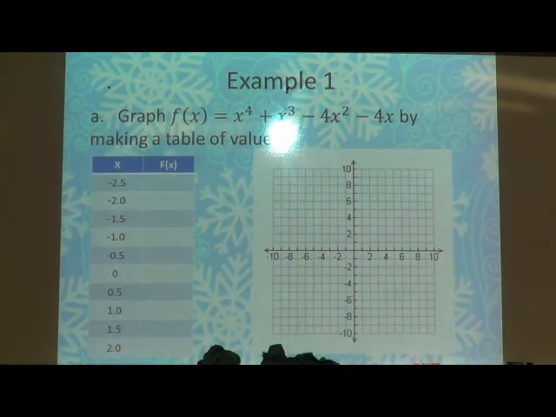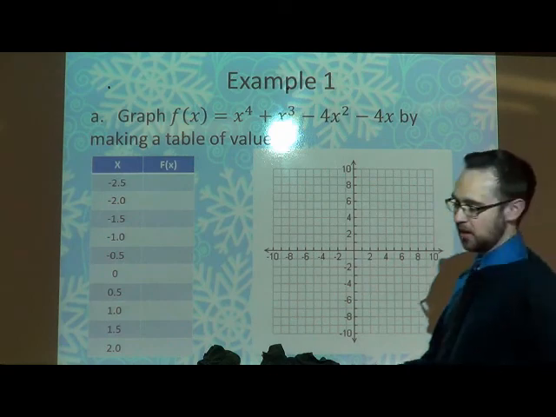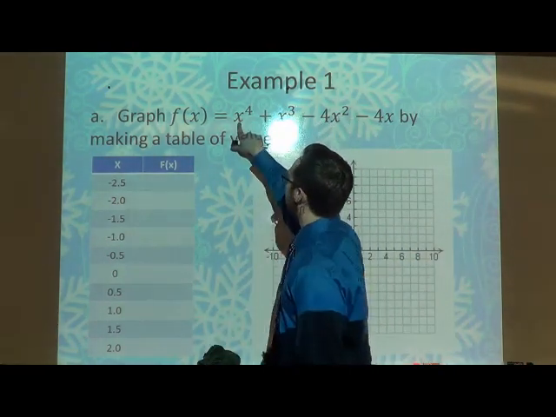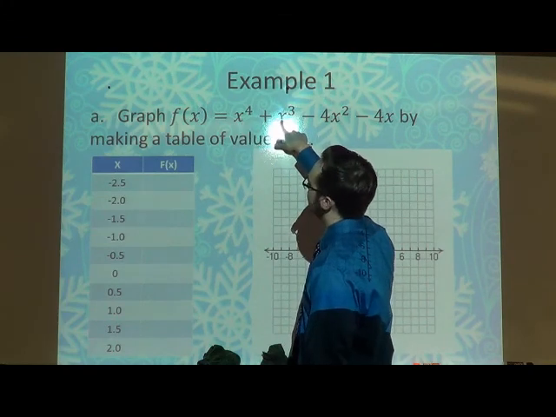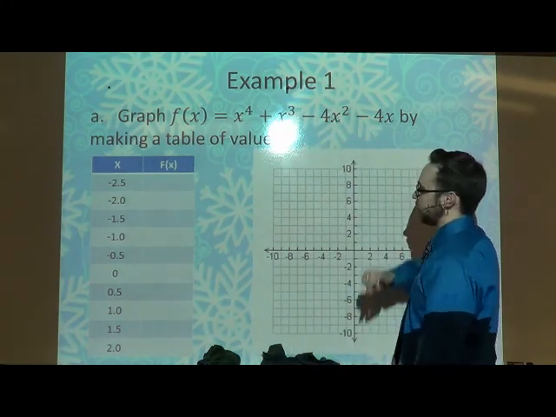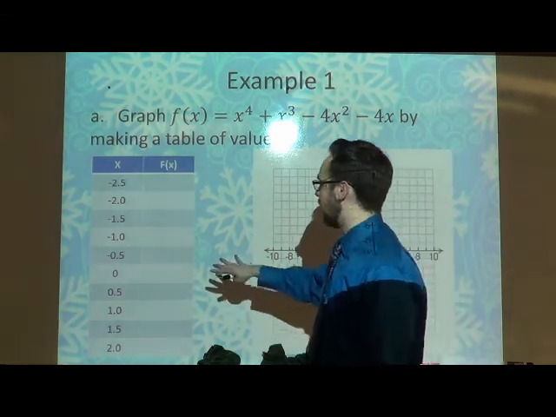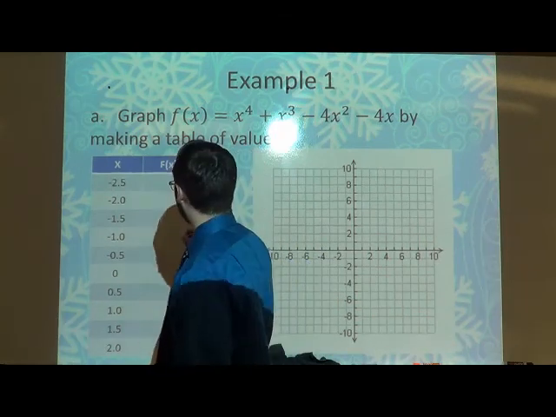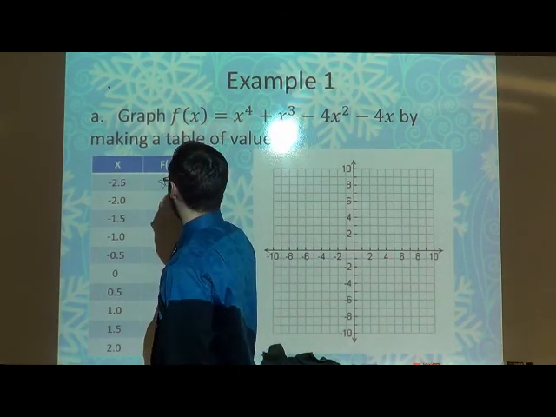What you would do is just plug this into your calculator. You have negative 2.5 to the fourth plus negative 2.5 cubed minus 4 times negative 2.5 squared minus 4 times negative 2.5. I'm going to give you these values, so we're not going to take the time to sit here and figure it out. And so you can fill in these values.